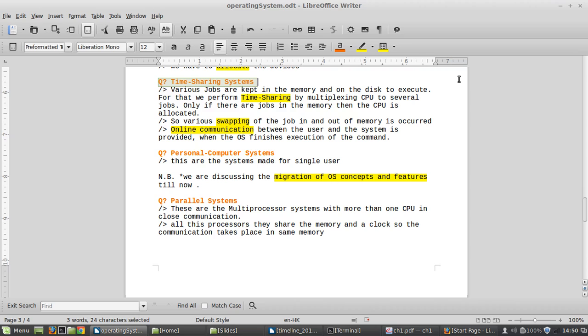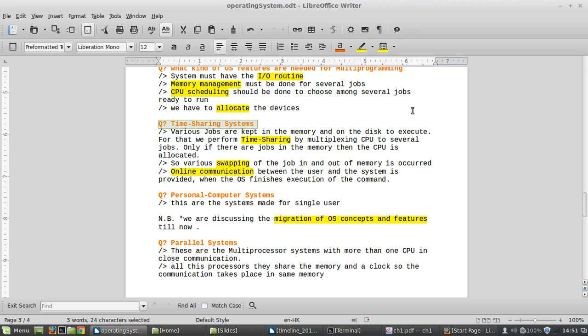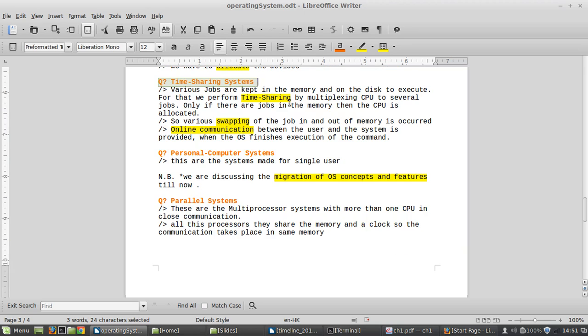Now the next system that was developed was the time sharing system. So what is this time sharing system? This time sharing system is something where various jobs are kept in memory and given ticks to execute.